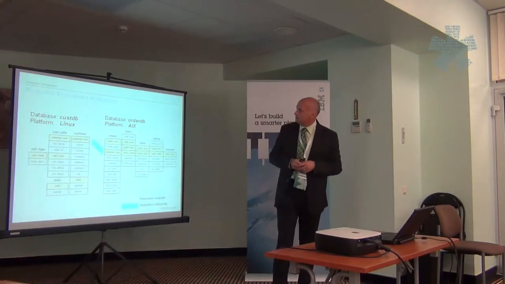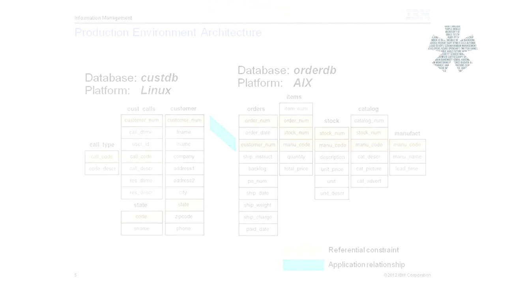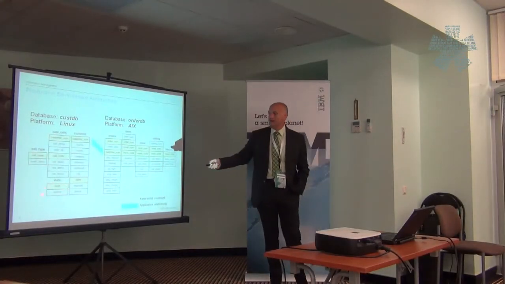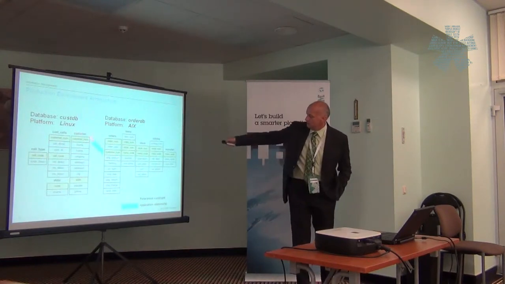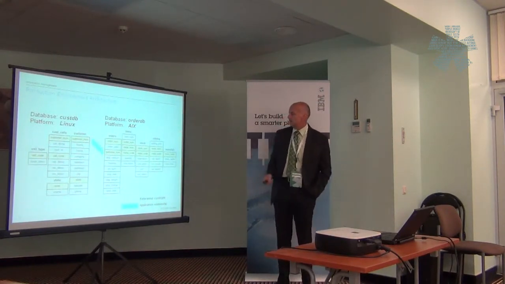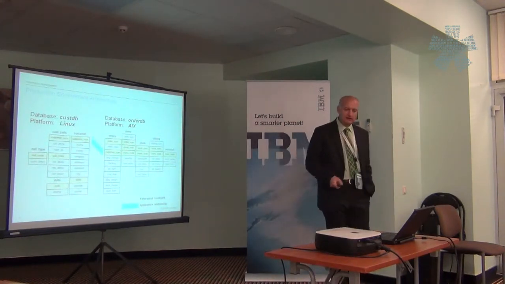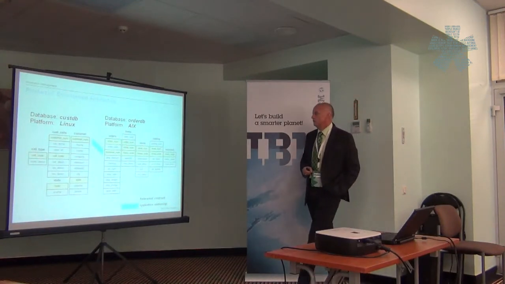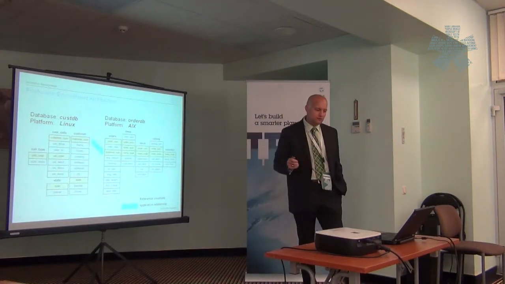So here's the schema of our production database. The first database, running for example on Linux, contains a table of customers, some customer calls, some type of the call, and a code table, the reference table state, which is a code table for this customer. Here is the general relationship with the other system, customer num, which is running on AIX, for example, and is the order information system. We have orders, items, and some other code tables for this.